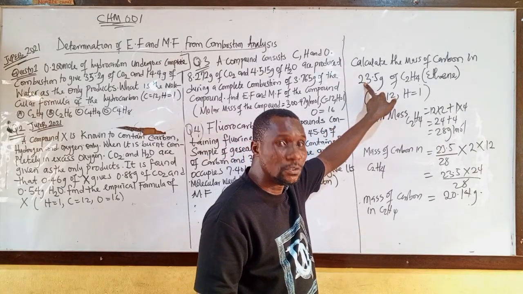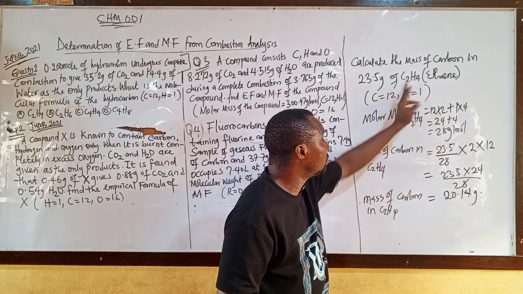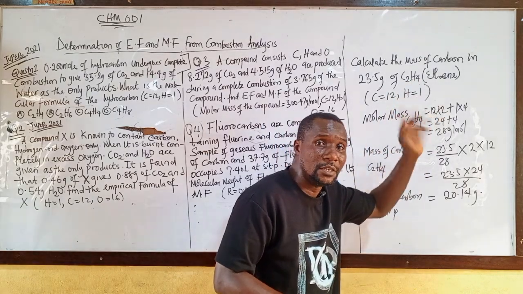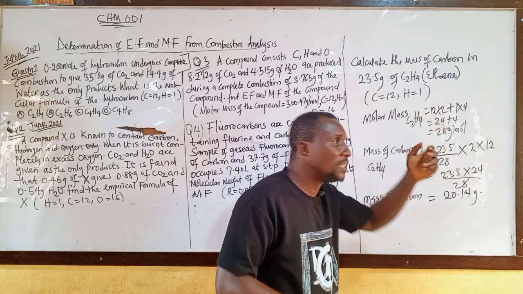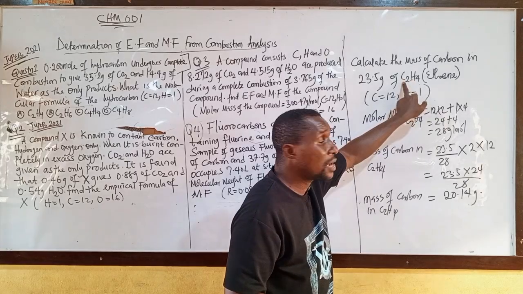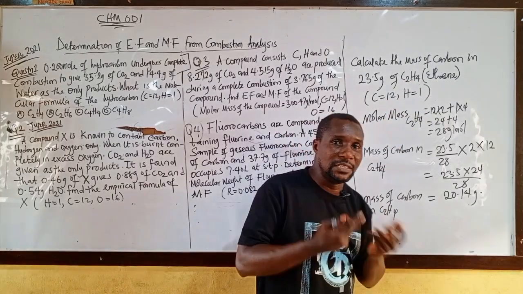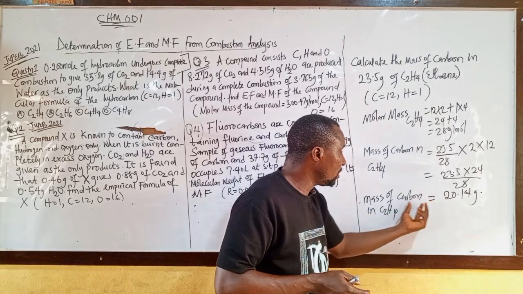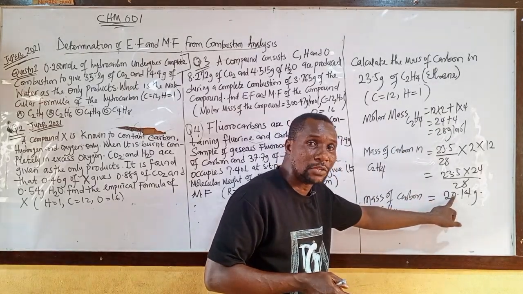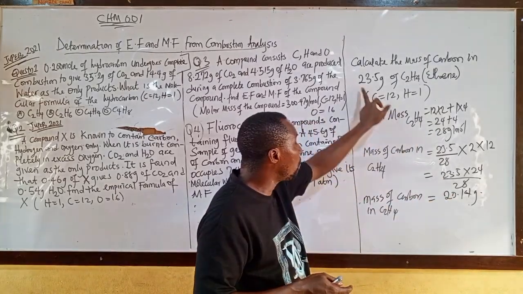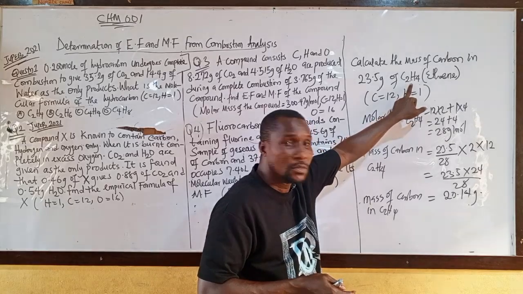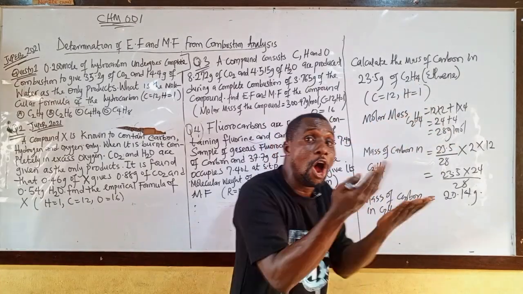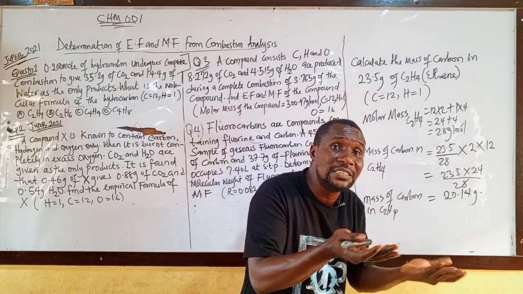That is the mass of hydrogen. The two elements in the compound are carbon and hydrogen. That means you've gotten the mass of carbon, which is 20.14. Take it away from the mass of the compound and we get the mass of hydrogen. Or you can calculate it, and you will get the same answer.